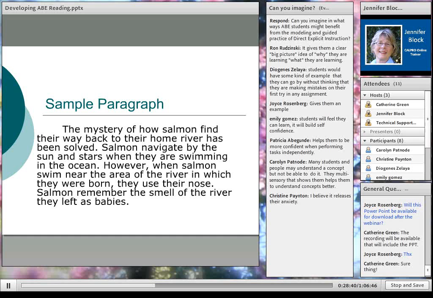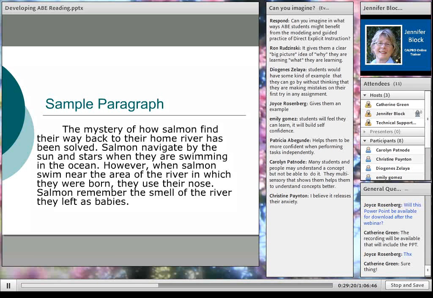All right, we're going to practice this one ourselves with a sample paragraph. This is something you might start with, a simple paragraph like this, and over time you would increase the amount of reading that would go into their summaries. I've worked with paragraphs and passages and short stories and whole books now, and we have worked on summarizing all of those things. But let's look at this simple paragraph, which says, the mystery of how salmon find their way back to their home river has been solved.